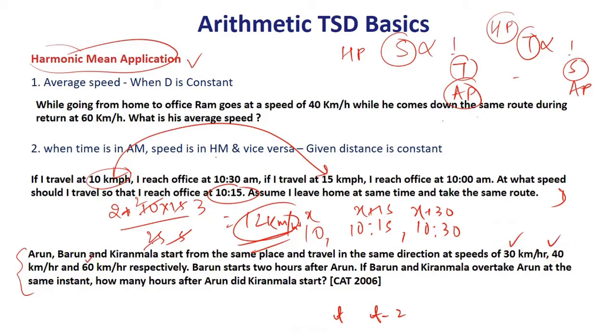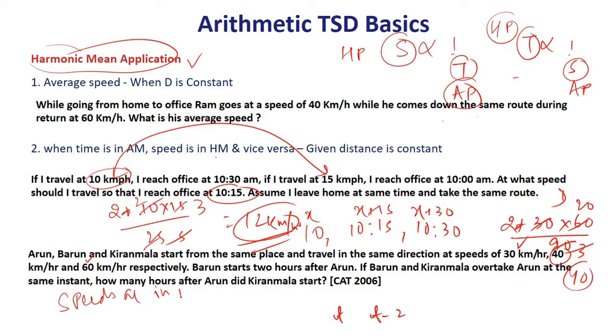30, 40, 60. What do you note here? If you see, 2 into 30 into 60 divided by 90, that is 3 times 20, so 40. So 40 is the harmonic mean of 30 and 60. So here, speeds are in harmonic mean, which means that the time taken must be in arithmetic mean.